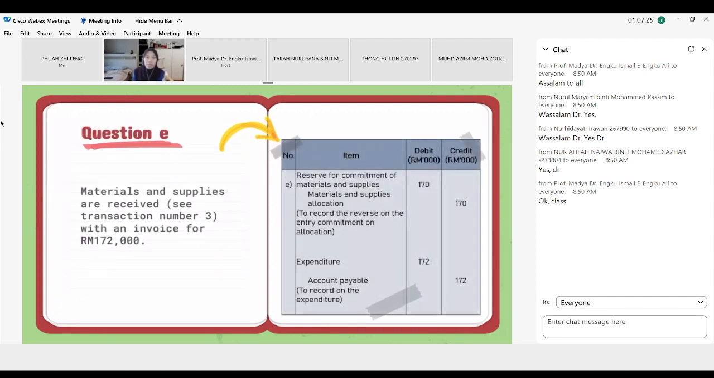The first journal entry is debit reserve for commitment of materials and supplies account with the amount of 170,000 ringgit, and credit materials and supplies allocation account with the same amount, 170,000 ringgit. This is to record the reserve on the entry commitment of allocation. So the next journal entry is debit expenditure, 172,000 ringgit, and credit accounts payable with the same amount, 172,000 ringgit, and this is to record the expenditure realized for those materials and supplies just now.